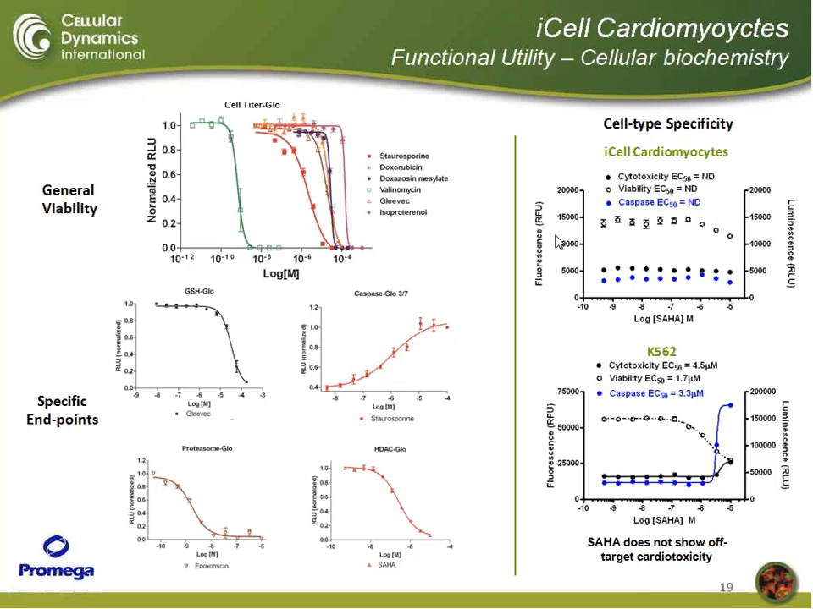It also provides a cell type specific toxicity. Here we have iCell cardiomyocytes compared to a cancer line, K562. And when you hit them with SAHA, a cancer drug, you can see that the apoptotic activity in the cancer line increases and the viability strongly decreases, but you don't get the same kind of toxicity in the iCell cardiomyocytes, as it's a completely different cell type and you get a cell-specific response.